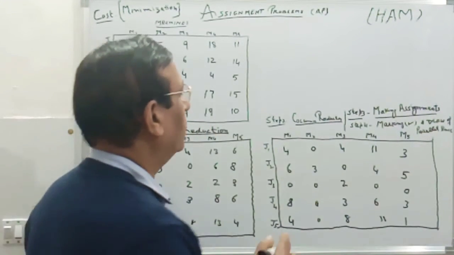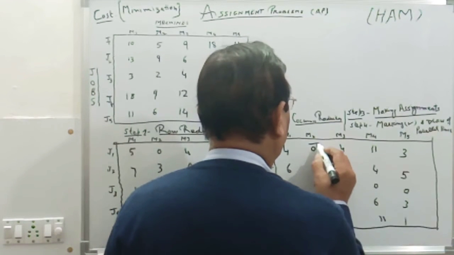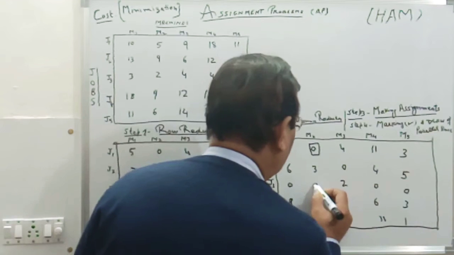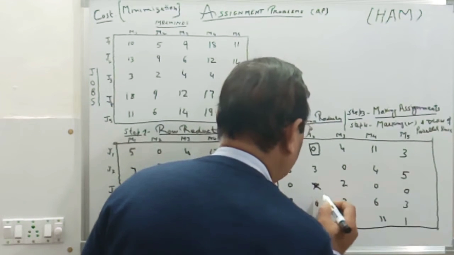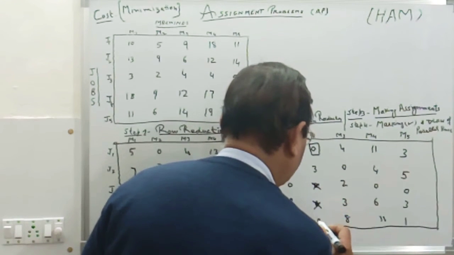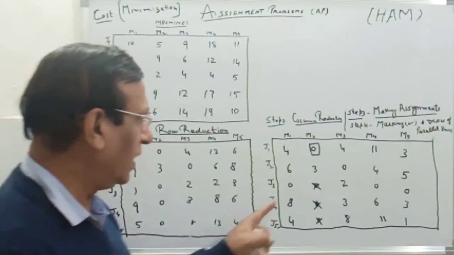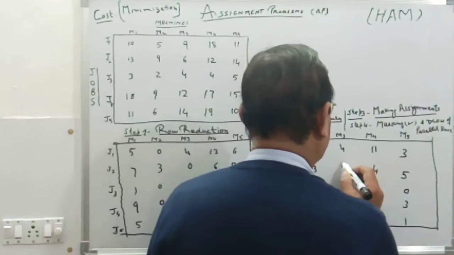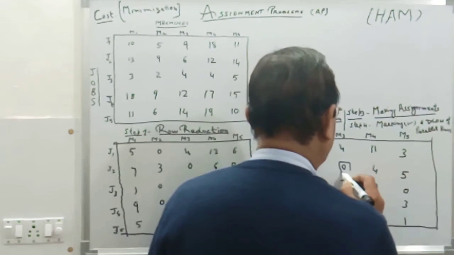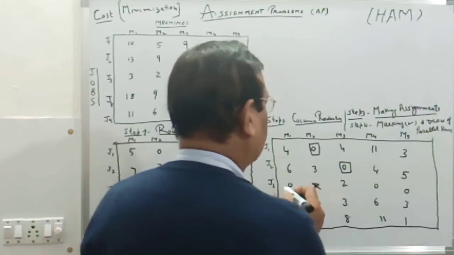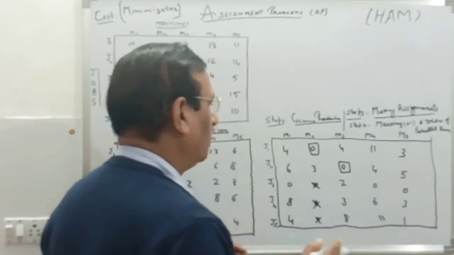So in the first row there is a single 0. Mark this 0 as assignment and cross all other 0 in that column. In the second row again there is a 0. Mark this as an assignment and cross all other zeros. No 0 is there. In the third row there are 3 zeros, cannot be marked.